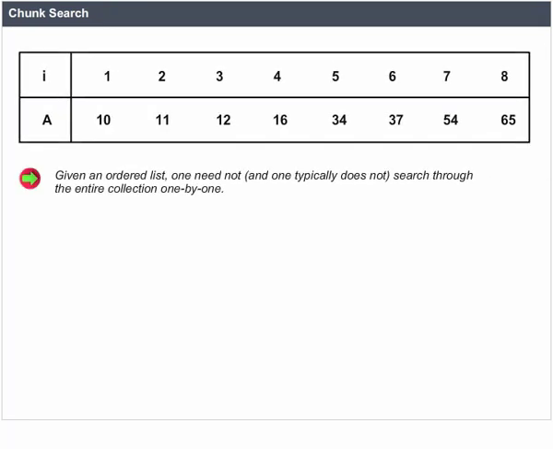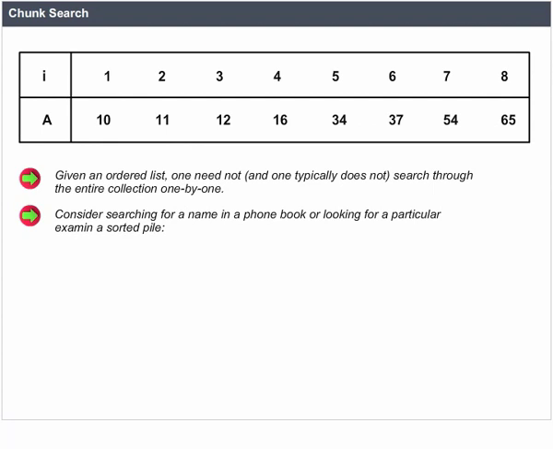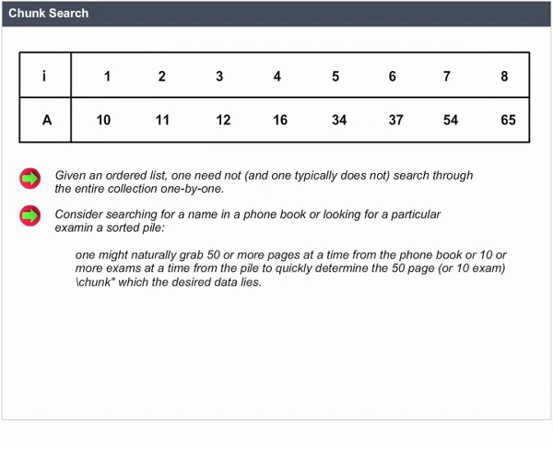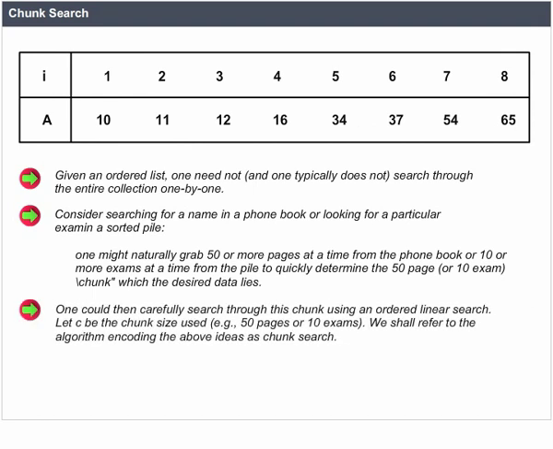Chunk search. Given an ordered list, one need not, and one typically does not, search through the entire collection one by one. Consider searching for a name in a phone book or looking for a particular exam in a sorted pile. One might naturally grab 50 or more pages at a time from the phone book, or 10 or more exams at a time from the pile to quickly determine the 50-page or 10-exam chunk in which the desired data lies. One could then carefully search through this chunk using an ordered linear search.